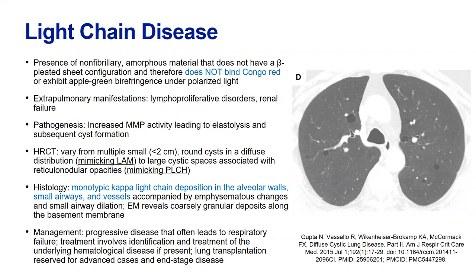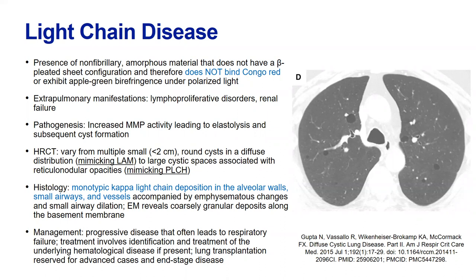And when you do a high resolution CT in these patients, you're going to see multiple small, generally less than 2 centimeter round cysts with a diffuse distribution that can mimic LAM. But on the other hand, you can also see these large cystic spaces with reticular nodular opacities that can mimic PLCH. So it can go either way, and you just have to be a little vigilant with light chain disease. And on your histology, which is where your money is for the diagnosis, you're going to get these monotypic kappa light chain depositions in your alveolar walls, your small airways, and your vessels.